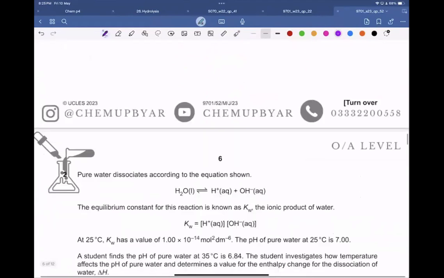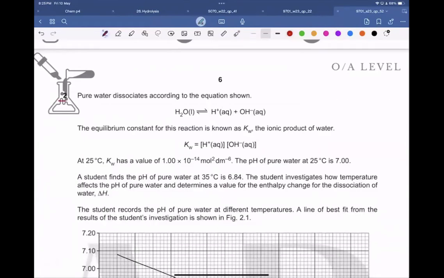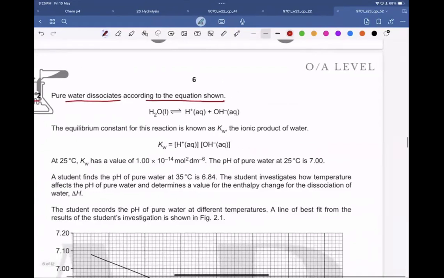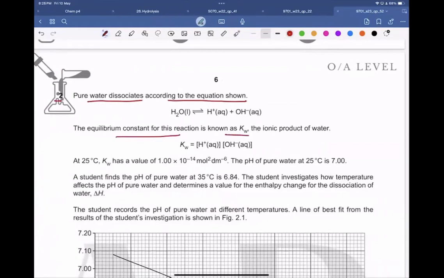Okay. Now, question number 2. Pure water dissociates according to the equation shown. The equilibrium constant for this reaction is known as Kw, the ionic product of water, and they have given you the expression over here. At 25 degrees Celsius, Kw has a value of 1 × 10^-14 mol² dm^-6. The pH of pure water at 25 degrees Celsius is 7. See, that's what I have always told you, to be focused that these values are for 25 degrees Celsius.